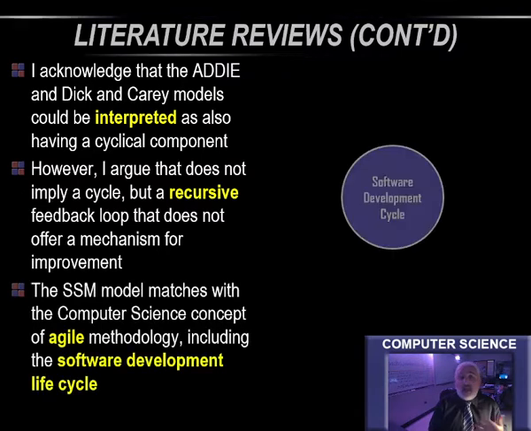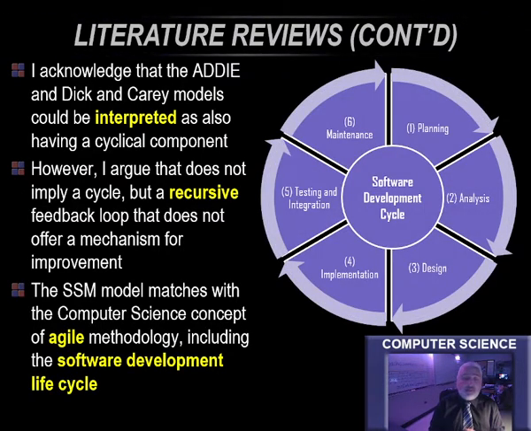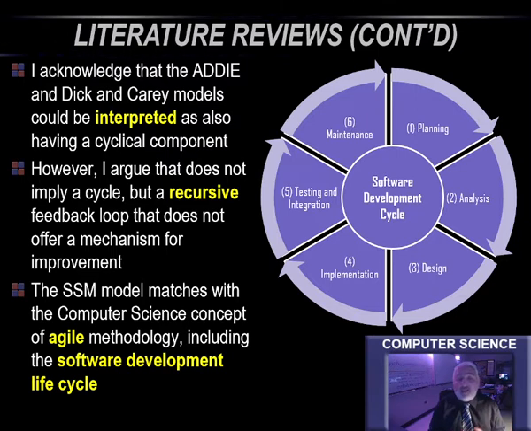I acknowledge that ADDIE and Dick and Carey could be interpreted as having this cyclical component, but I would make an argument that it's not a cyclical component, but a recursive feedback loop that doesn't really offer that mechanism for improvement. The SSM model, to me, as a computer science educator, matched the computer science concept of agile methodology, including the software development lifecycle.